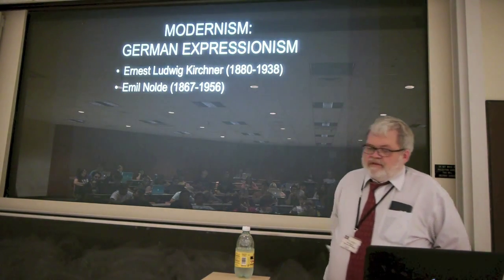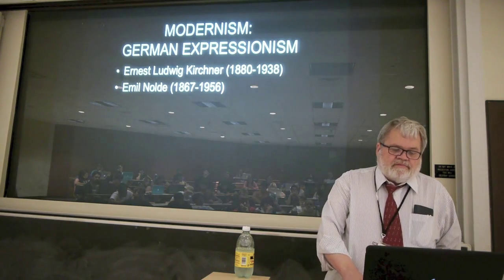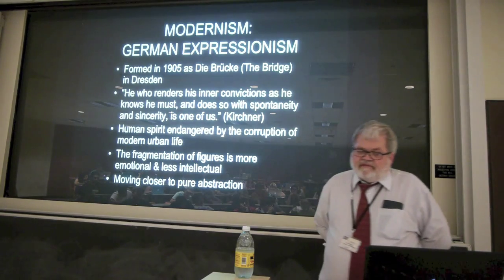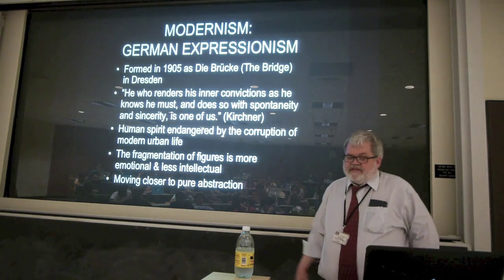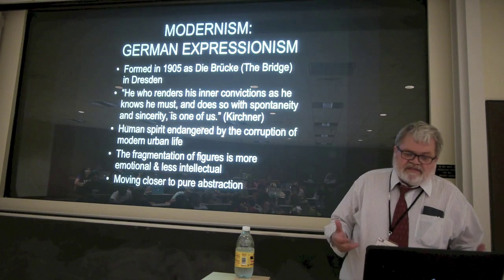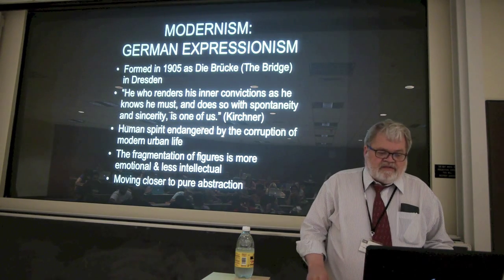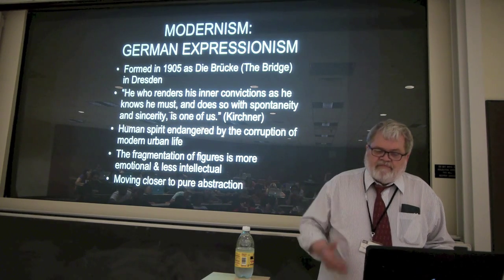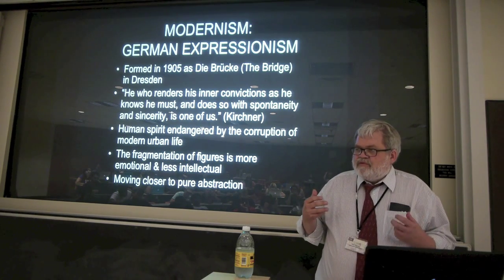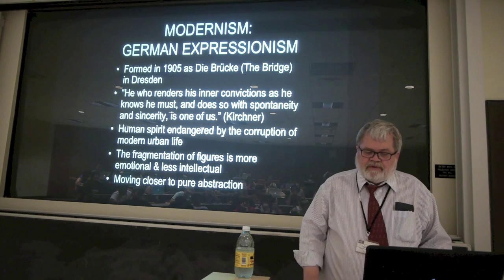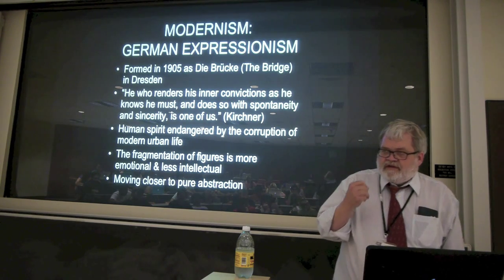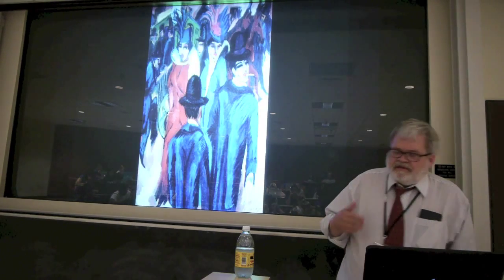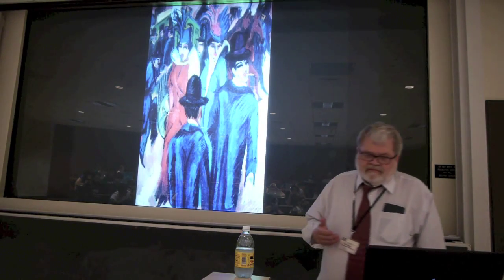What else was going on in the continent? German Expressionism. Kirchner and Nolde were forming a group called The Bridge in 1905, and they render the inner convictions that they knew and do so with spontaneity and sincerity. That is what you do if you become a member of this group. Figures are fragmented, and it becomes more of an emotional, less of an intellectual experience. You're moving closer here to the pure abstract world, even more so than the Cubists in many manners.